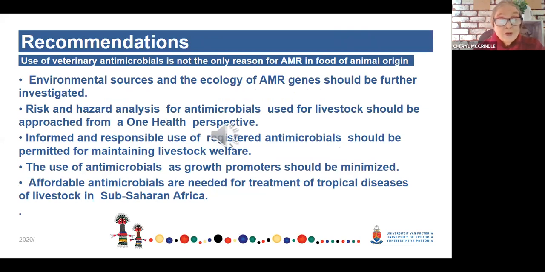And we really need to start using risk and hazard analysis for antimicrobials when we talk about a One Health approach. It's absolutely important, I think, not to use antimicrobials as growth promoters. And we should also really consider livestock welfare before we go taking particular antimicrobial drugs off the list of those that can be used by veterinarians and farmers.